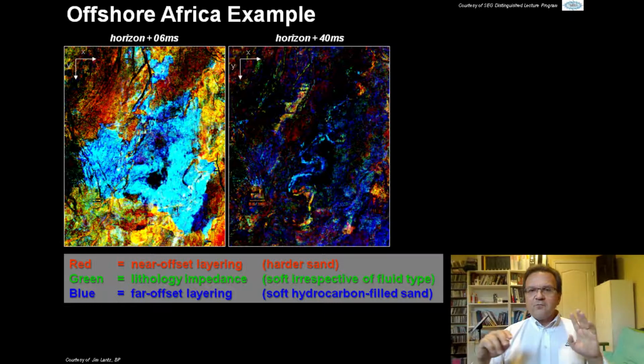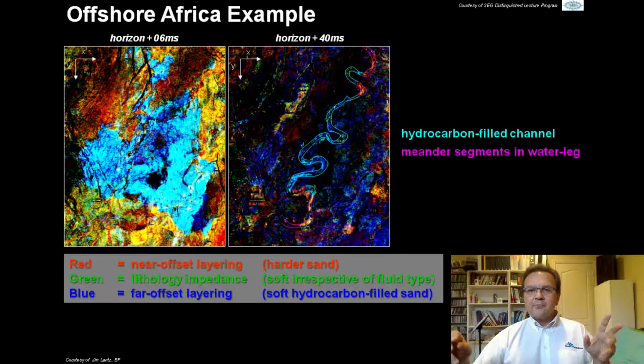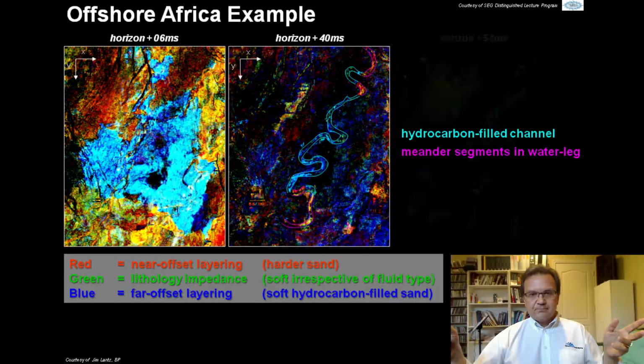At the horizon plus 40 milliseconds zone, that is 34 milliseconds deeper, the blue far offset volume shows a hydrocarbon-filled channel. To image the meander segments that fall in the water leg below the hydrocarbon water contact requires angles of incidence associated with the lithology volume, or the near offsets.